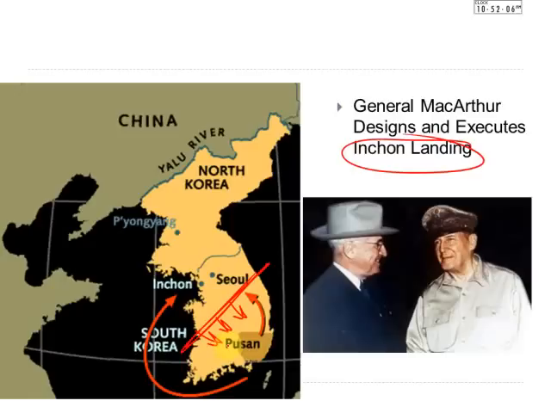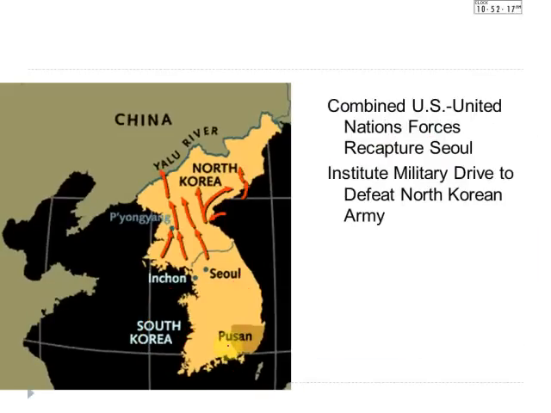But we don't stop there. We figure, hey, now that we've got them on the run, what should we do? Yeah, go into North Korea and get rid of them completely. And so we do. Combined U.S. and U.N. forces recapture Seoul, the capital of South Korea, and we drive the North Korean army out of North Korea. The U.N. and U.S. forces drive them out, and they retreat to where? China. Now they're hiding behind the border in China.